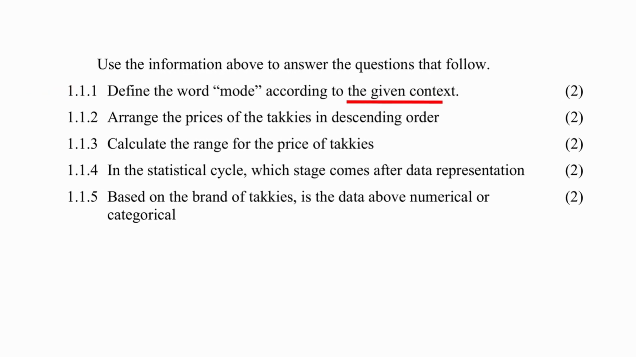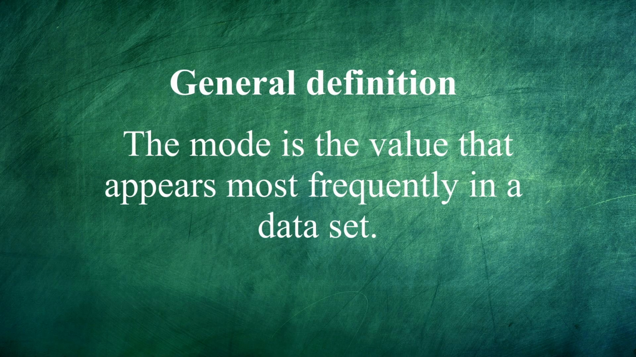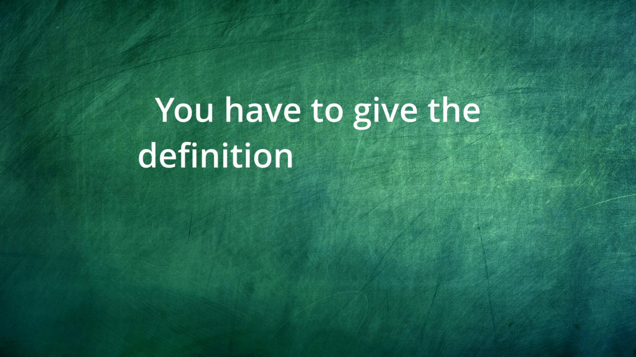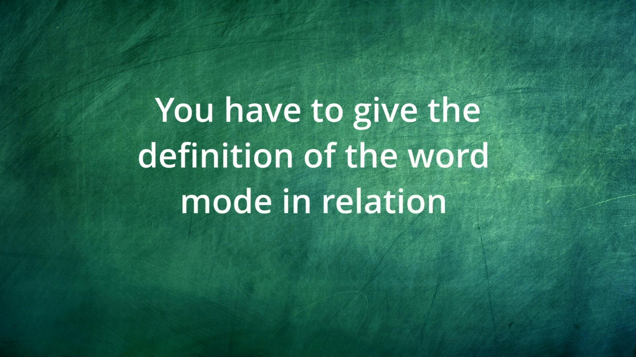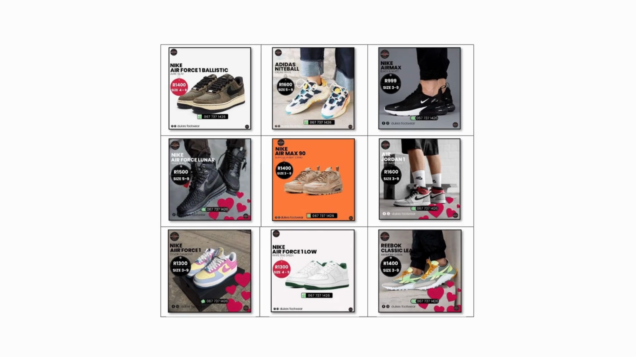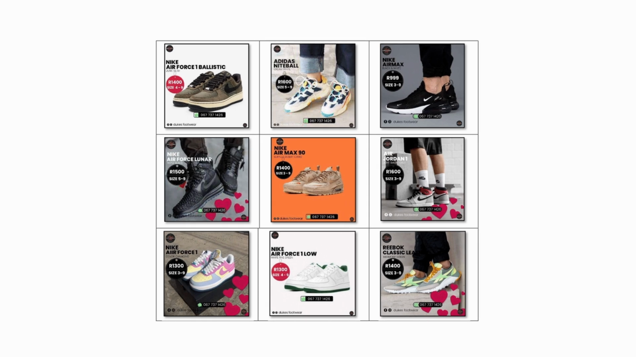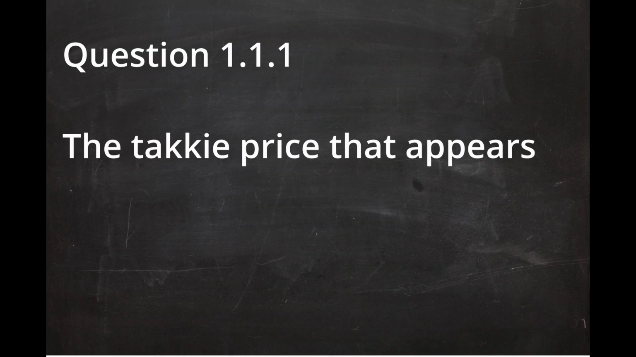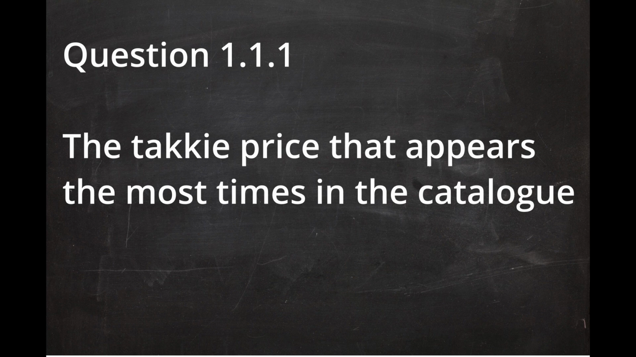In question 1.1.1, you have to define the word mode according to the given context. The given context part here is important. Simply writing down the definition of mode won't get you the full marks. You have to give the definition of the word mode in relation to the situation. And the situation here is the catalog of tackies. So an acceptable answer is the tacky price that appears the most times in the catalog.